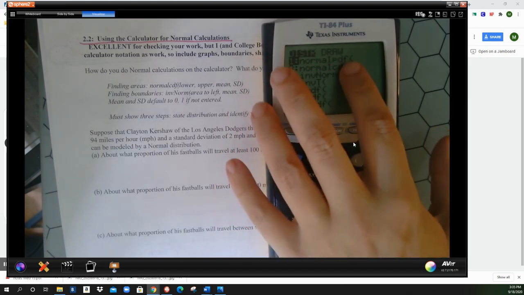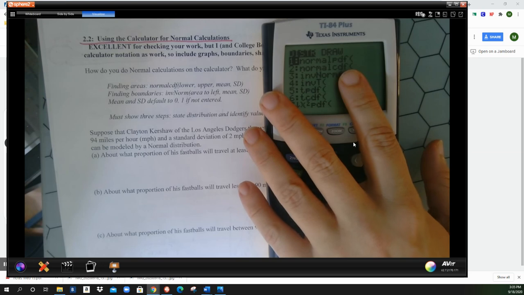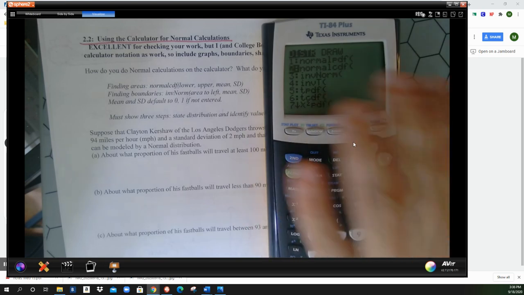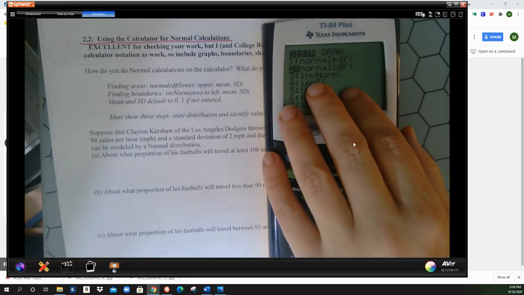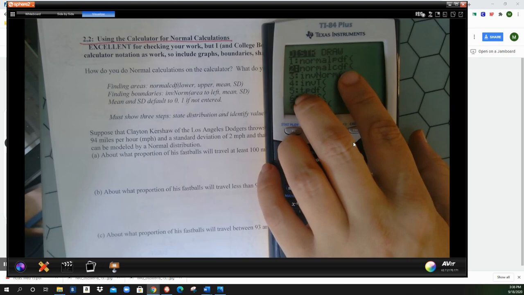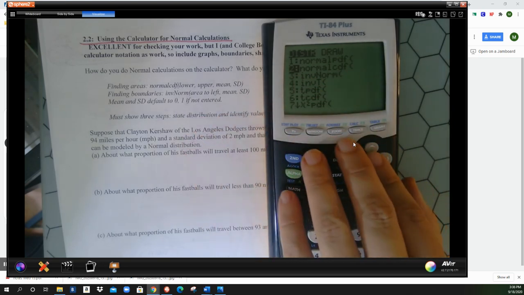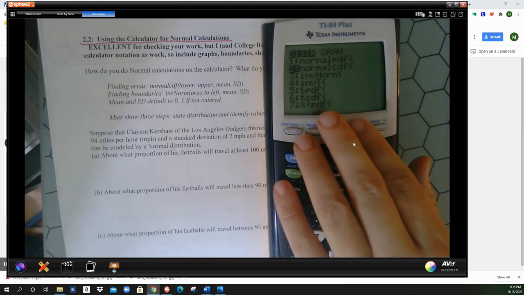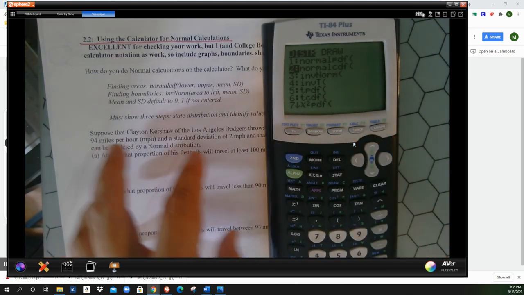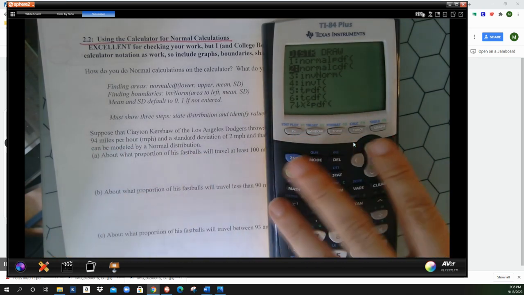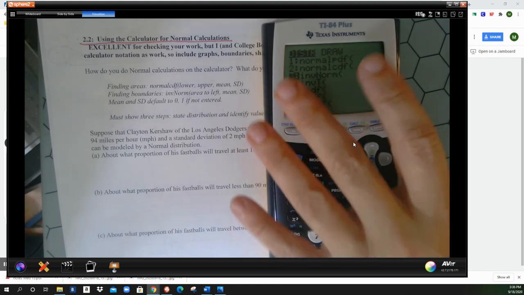Now, normal PDF, not very helpful. It'll tell you at a particular value how much area there is. The answer is pretty much always 0. Normal CDF is going to be your shader. So it's a cumulative distribution function, and it's going to shade and tell you how much of your graph is shaded. And then I don't tend to use either of these. I don't like it when students use these because they tend not to do all the graphing work that I'm asking for. The one I tend to use is in this one.